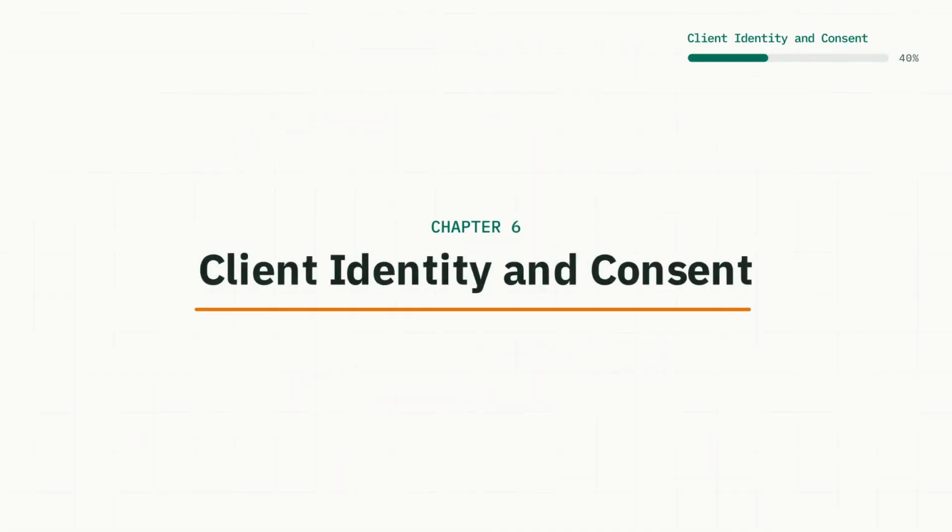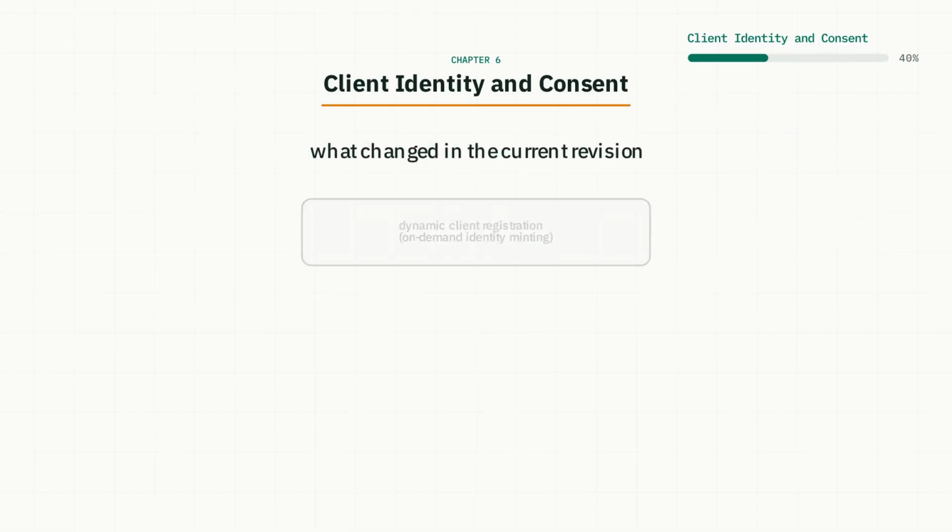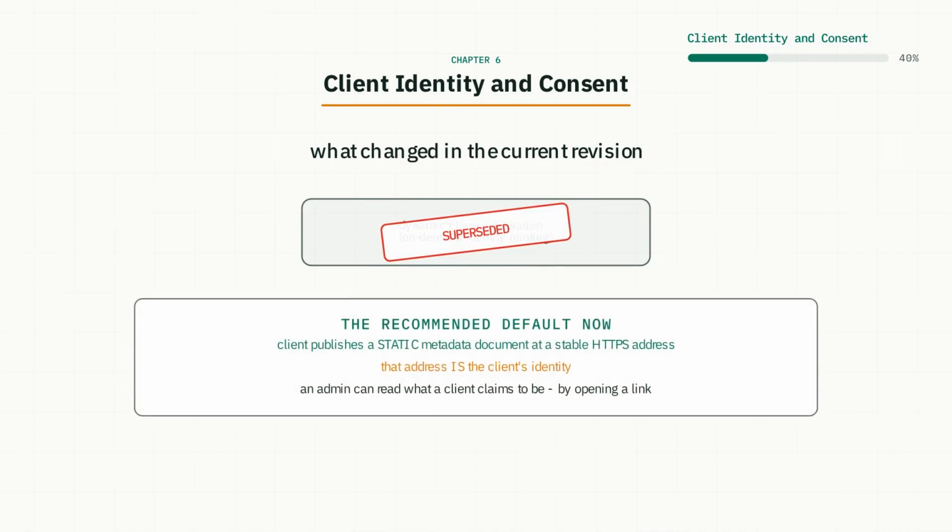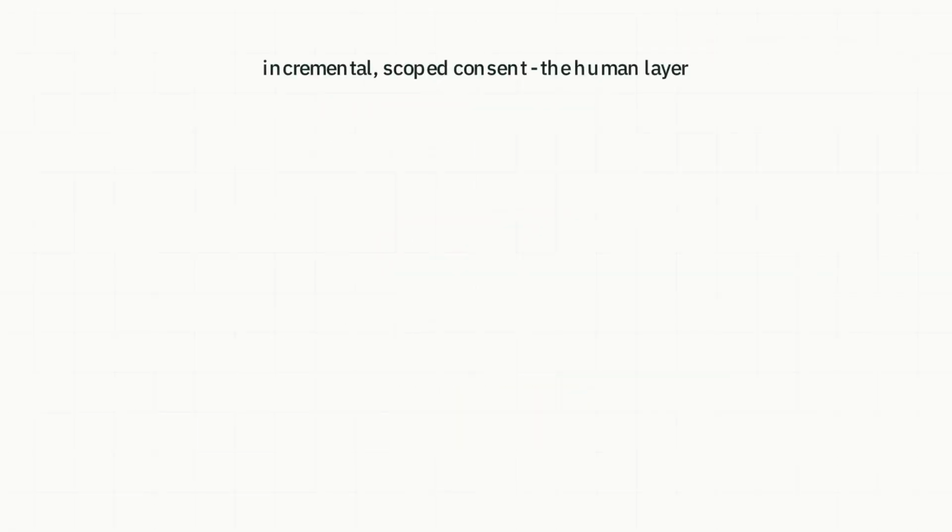Chapter 6, the client side of identity and what changed in the current revision. Previously, clients typically registered themselves dynamically with authorization servers, on demand. The current recommended default is simpler and more auditable. The client publishes a static metadata document at a stable HTTPS address, name, redirect addresses, everything an authorization server needs, and that address itself becomes the client's identity. No registration ceremony, no on-demand identity minting, and an administrator can read exactly what a client claims to be by opening a link.